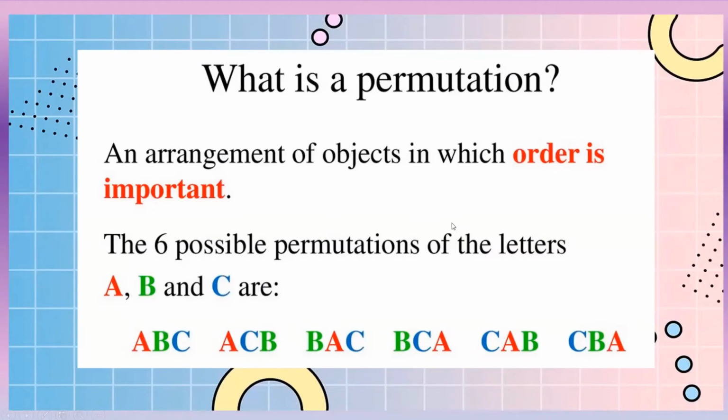Order is important. So mahalaga yung order, meaning to say, kagaya niyan, there are 6. Kasi ABC is different from ACB. Yung position, arrangement, yung pagkakalagay ng pwesto, pag magkakaiba, magkaiba yon. That's another possibility or outcome.